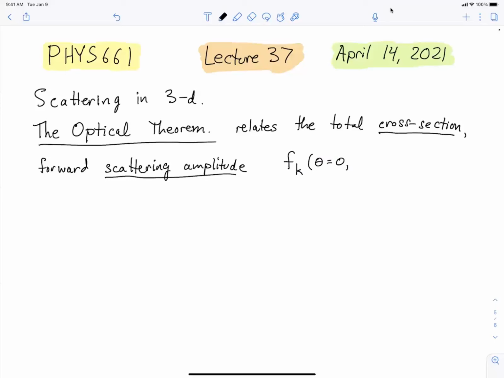And if you evaluate an amplitude at theta equals 0, it actually doesn't matter what phi is, because in spherical coordinates, when you're at theta equals 0, phi is actually undefined. So we can just call this thing f_k at 0 for theta. And then the statement of this theorem is that the total cross-section is equal to 4 pi divided by k, where k is the wave number that you get from the energy, times the imaginary part of this forward scattering amplitude.